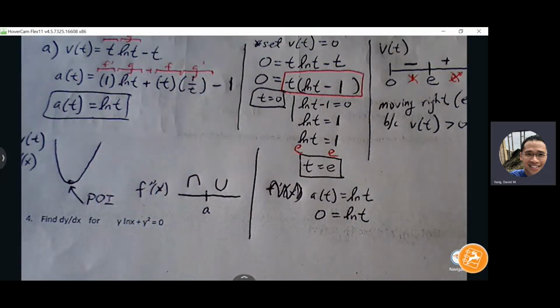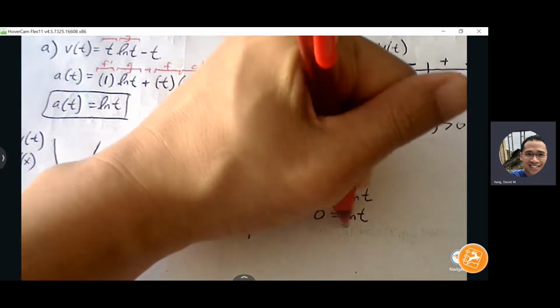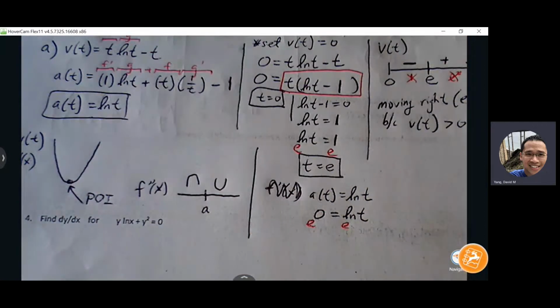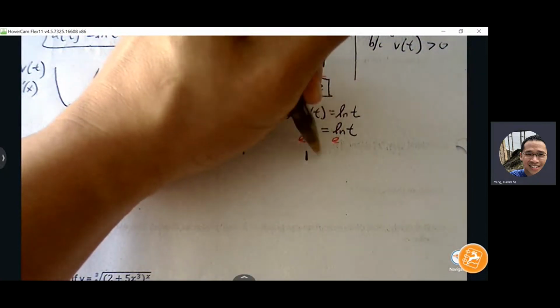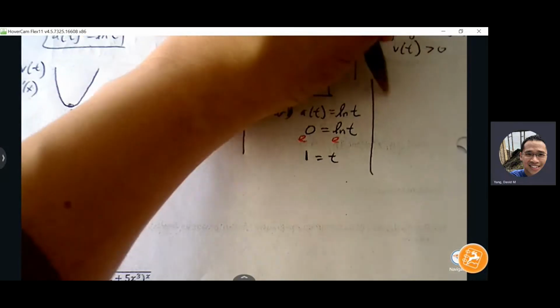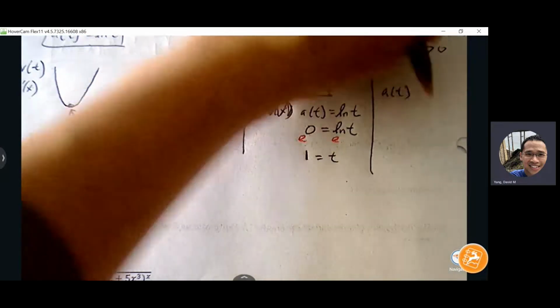So we can do that based off of the graph, but we can also do this algebraically. Raise both sides with e as the base. E to the 0 power is 1. E and natural log go away, so t equals 1. So here's my acceleration sign line.